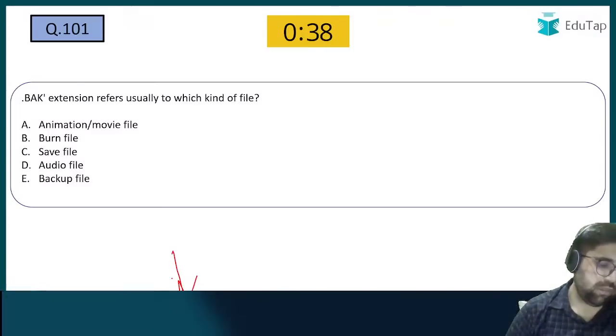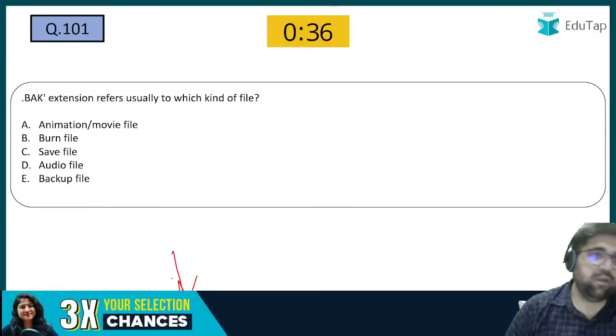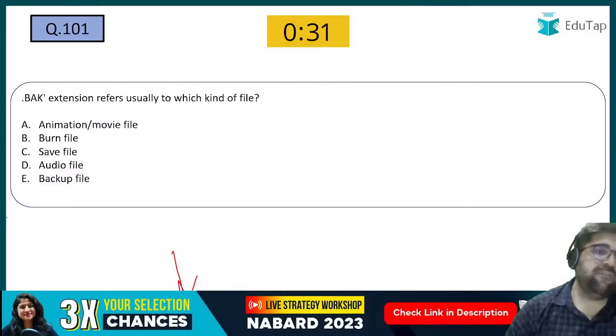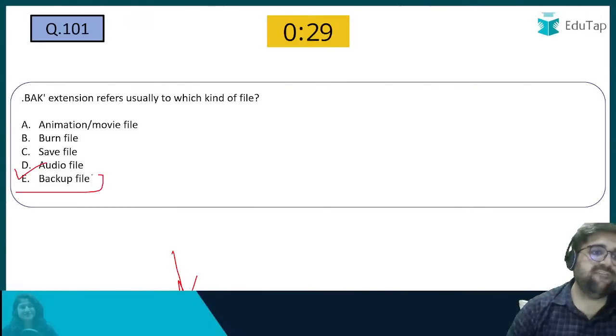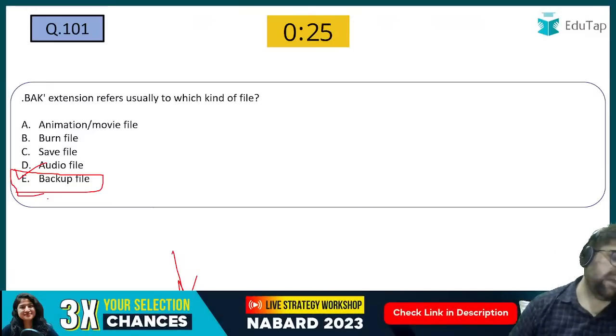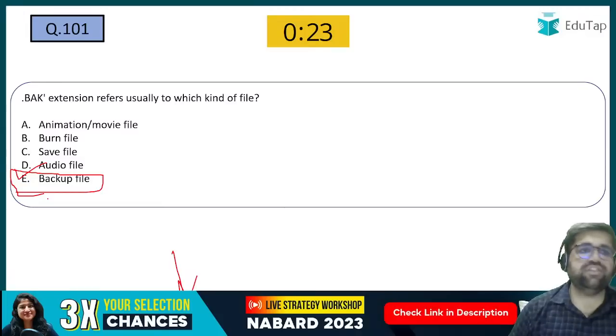Question number 101. .bak is an extension of a backup file. Okay, backup files which are created in the event of emergencies. So a backup has to be created, right? So this you have to remember.